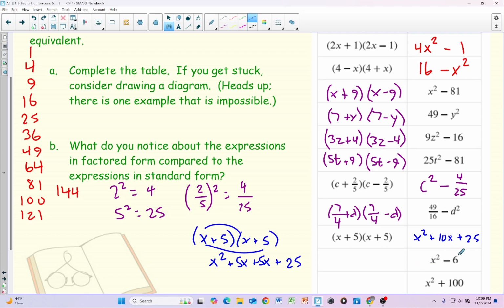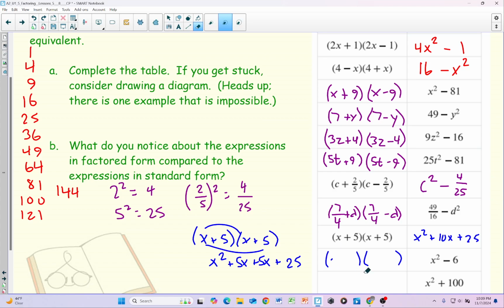X squared minus 6. All right, let's factor that. Oh, now wait a second. 6 isn't on my list. Can we do this? Well, sort of. So this one cannot be factored with integers, okay? So it can't be factored using whole numbers. So instead, what we have to do is think about what multiplies to give us 6.